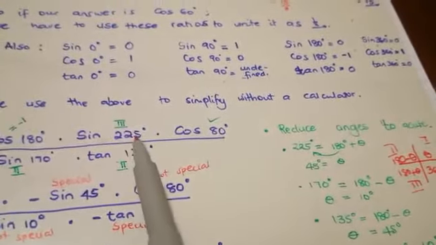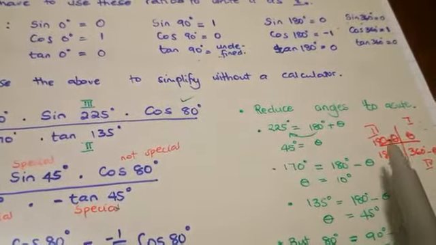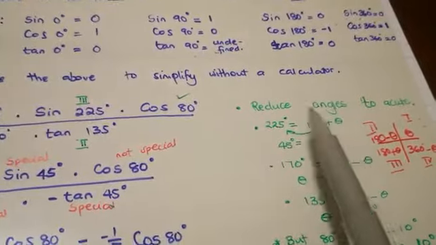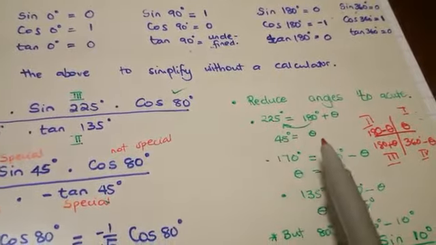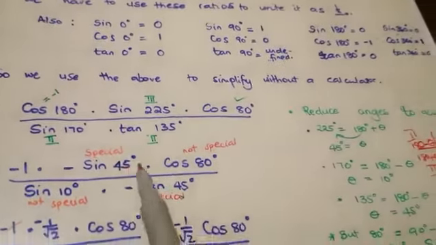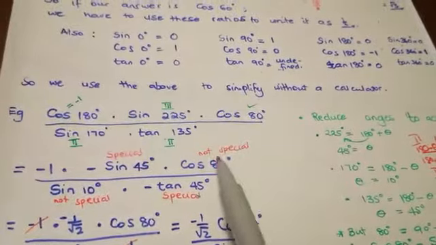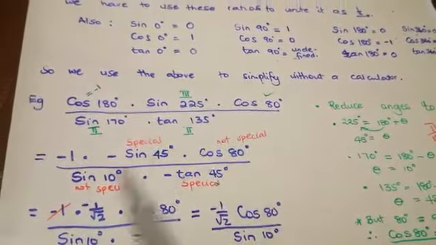Okay, so 225 is in quadrant 3. In quadrant 3, the angles there are 180 plus theta. Then from there you solve for theta. So if I take 180 to the other side, theta becomes 45. So that is what I have over there. Okay, this one is not a special angle. I cannot reduce it, so I just leave it like this for now.